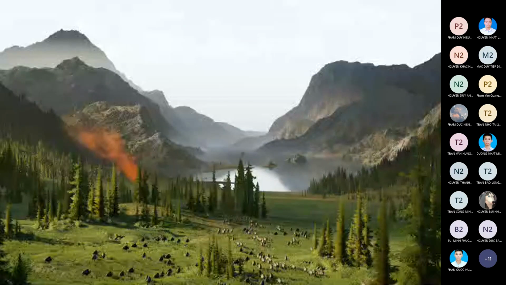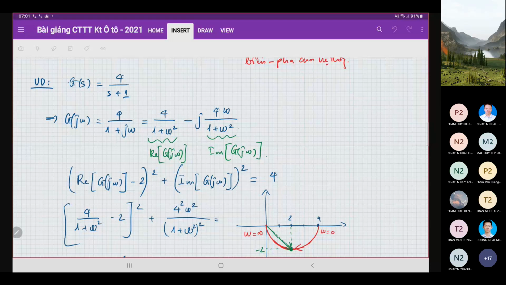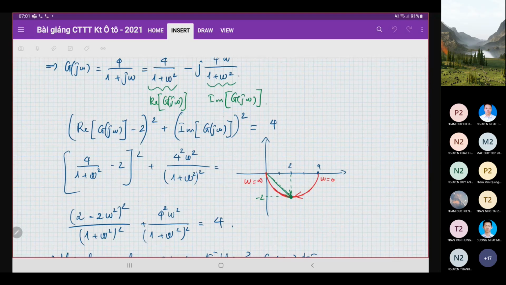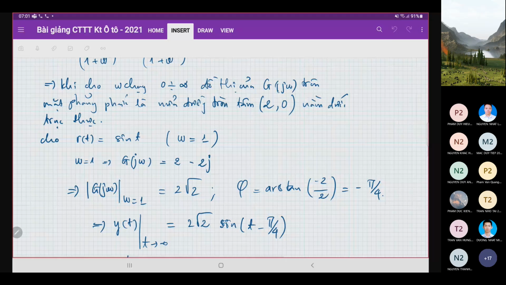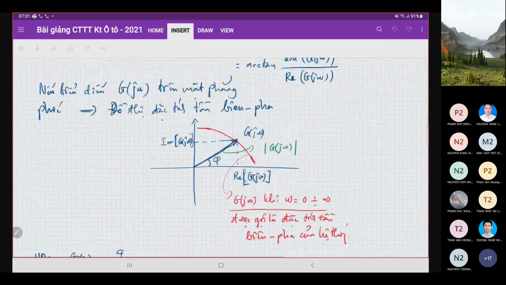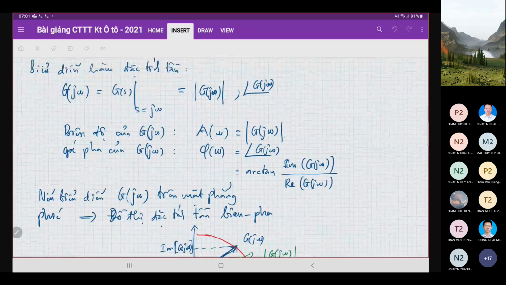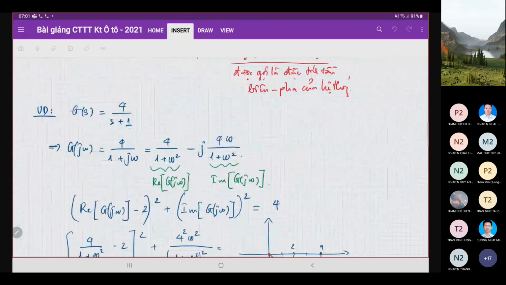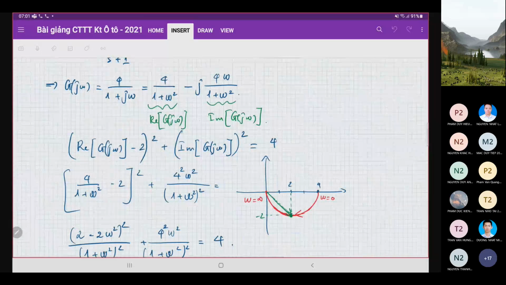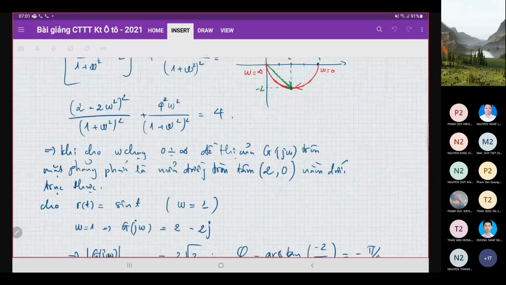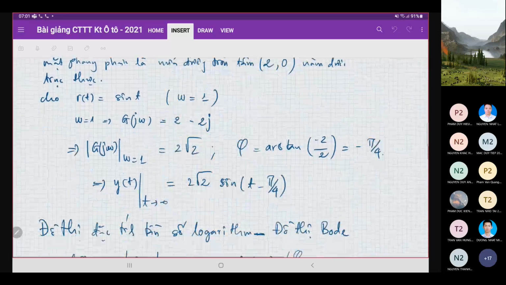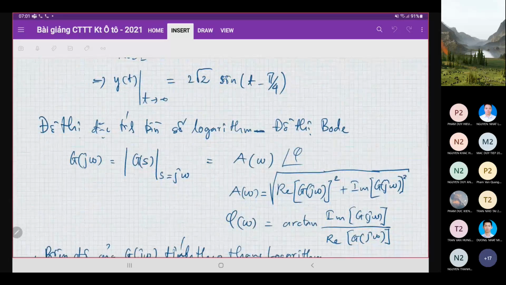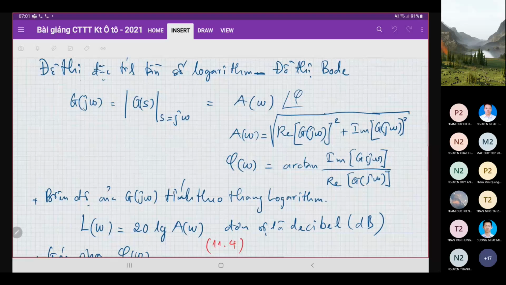Okay, and this behavior of the system with different frequencies of input signal will be represented by the frequency response. We call it frequency response. Okay, and we use G(jω) in order to represent, to model it. All right.